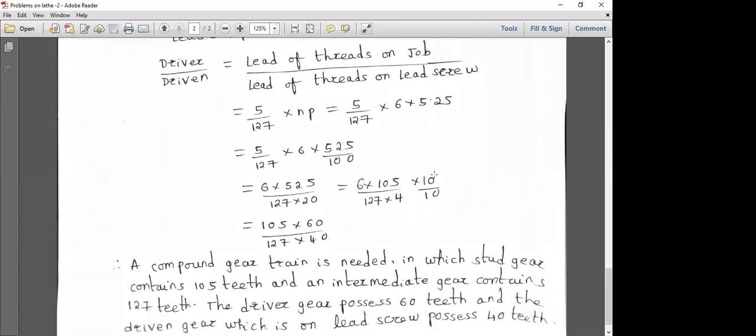That's why, in any problem where the pitch is some particular numeral other than 4 or 3 or 5, such as 5.25 or 5.5 or 4.25 or 3.25, you can observe from this experience that you have to use the compound gear train for the thread cutting operation on the lathe. That is as simple as that.